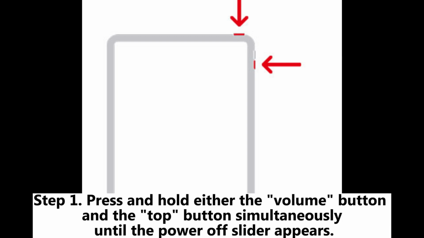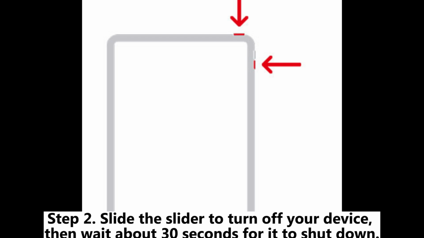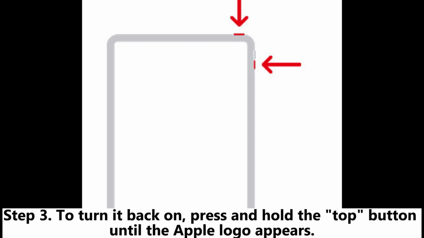Step 1. Press and hold either the volume button and the top button simultaneously until the power off slider appears. Step 2. Slide the slider to turn off your device, then wait about 30 seconds for it to shut down. Step 3. To turn it back on, press and hold the top button until the Apple logo appears.